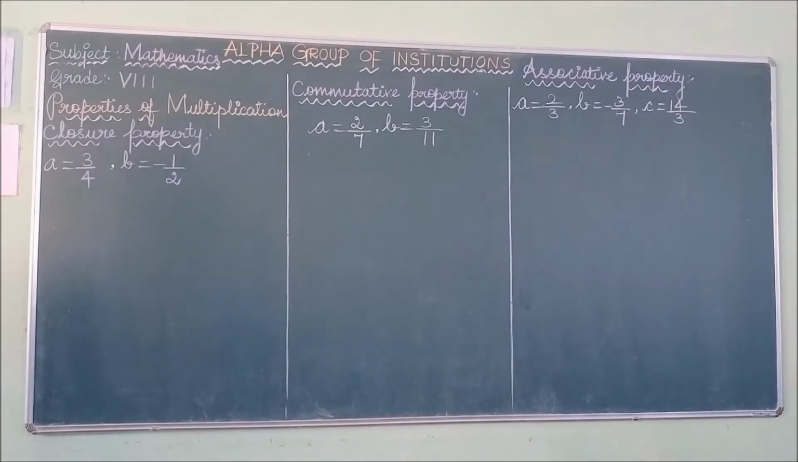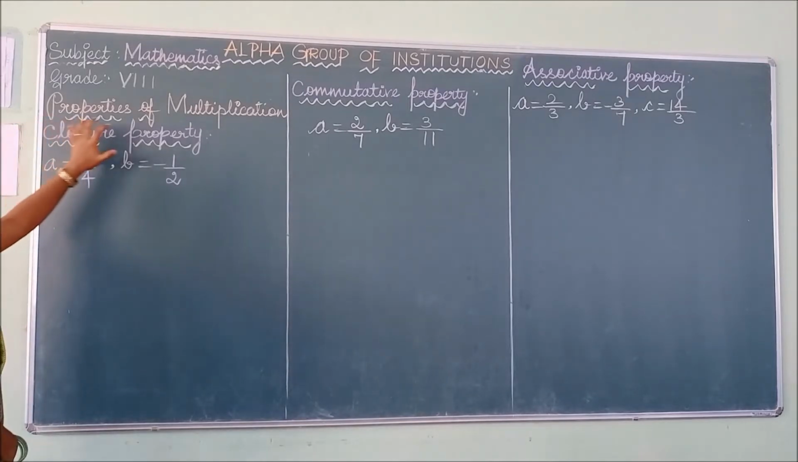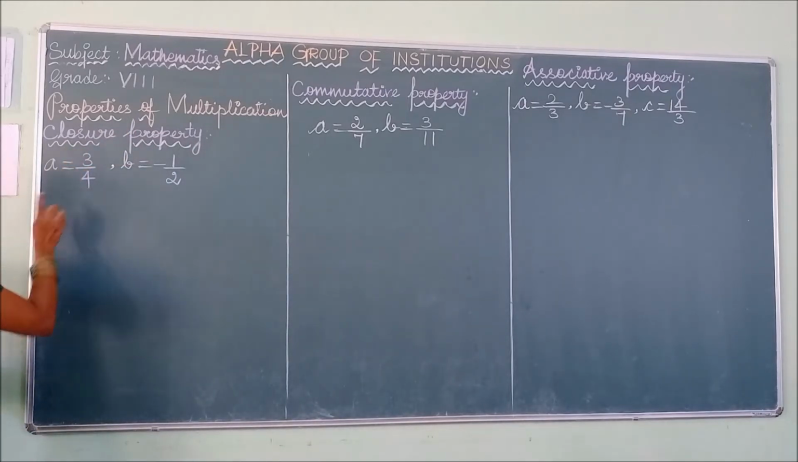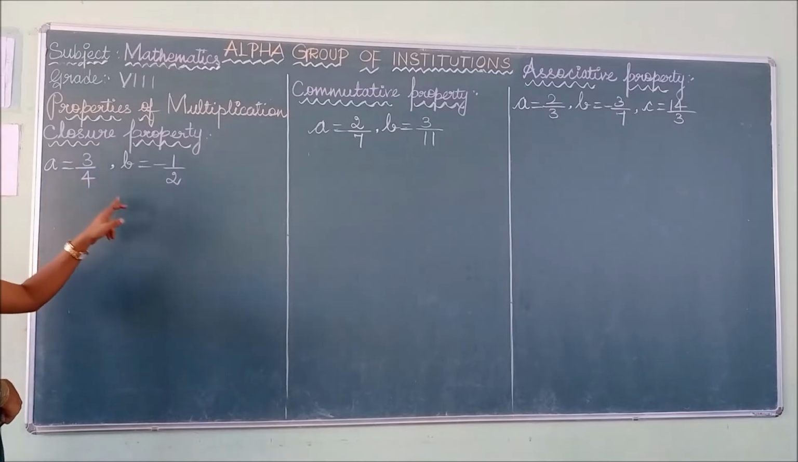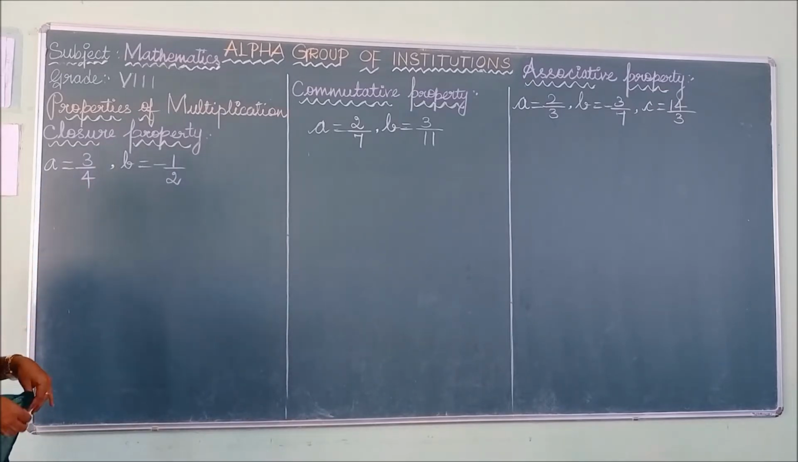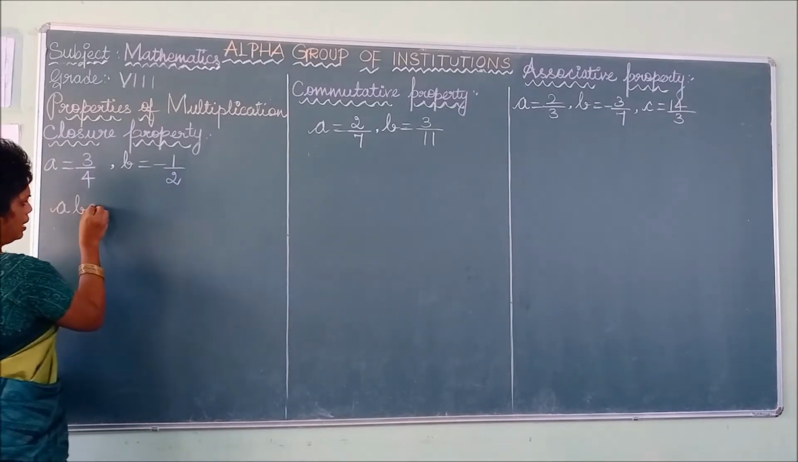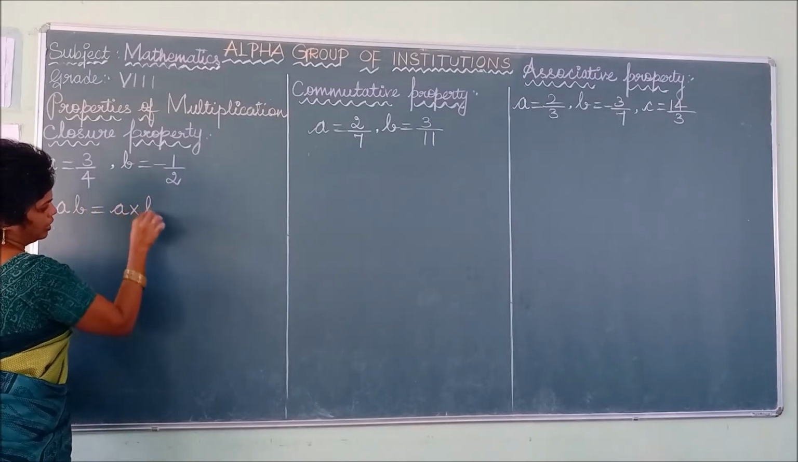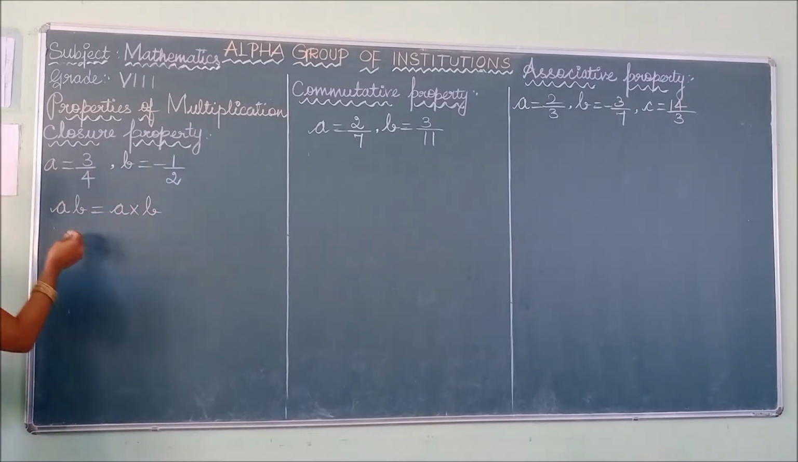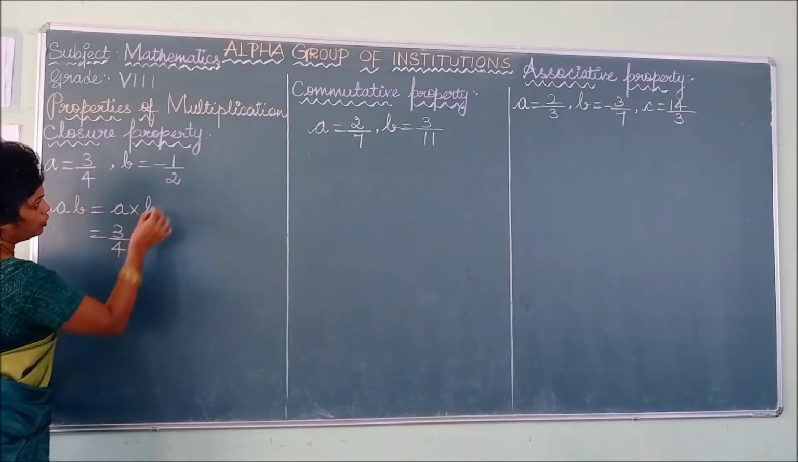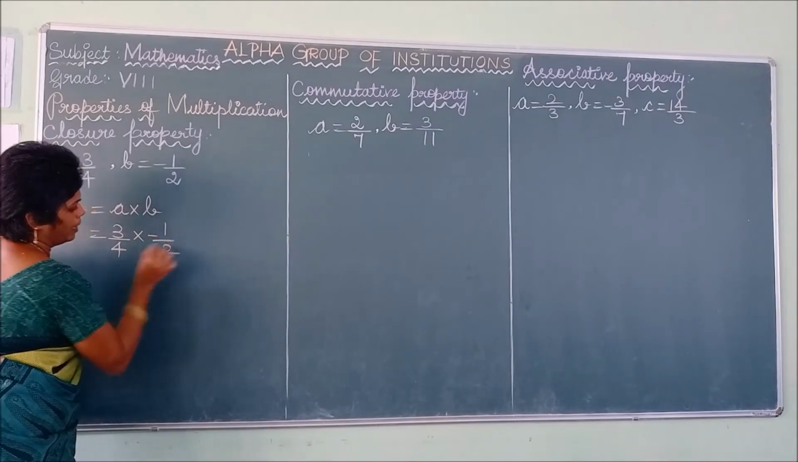Listen, now we are going to see the properties of multiplication. First property is closure. For any rational numbers a and b, the product ab is also a rational number. That is how to prove it. Write ab. ab means what? ab means a into b, that is a cross b. Now you apply the values. What is the value for a? Our a is 3 by 4 into b value is minus 1 by 2.